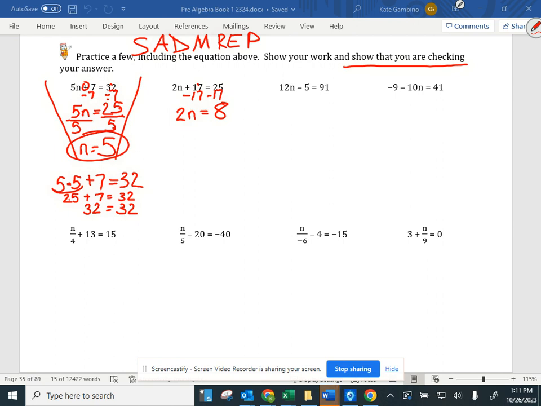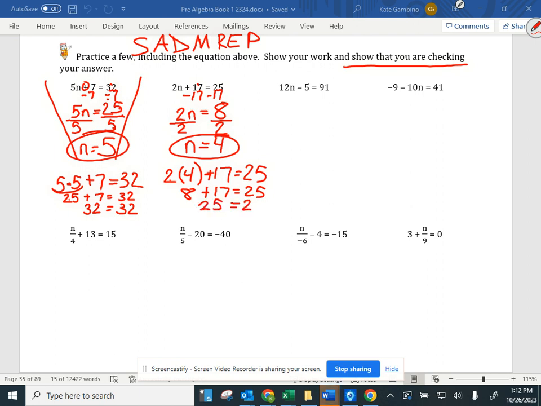What is the next operation I have to do? Claire? You have to divide by 2. Yeah, I have 2 times then, so I need to divide by 2. 2 divided by 2 is my 1. 8 divided by 2 is 4. I am not done yet. I need to put it back into my equation. So 2 times 4 is 8, plus 17 equals 25. 8 plus 17 is 25, and 25 does equal 25.